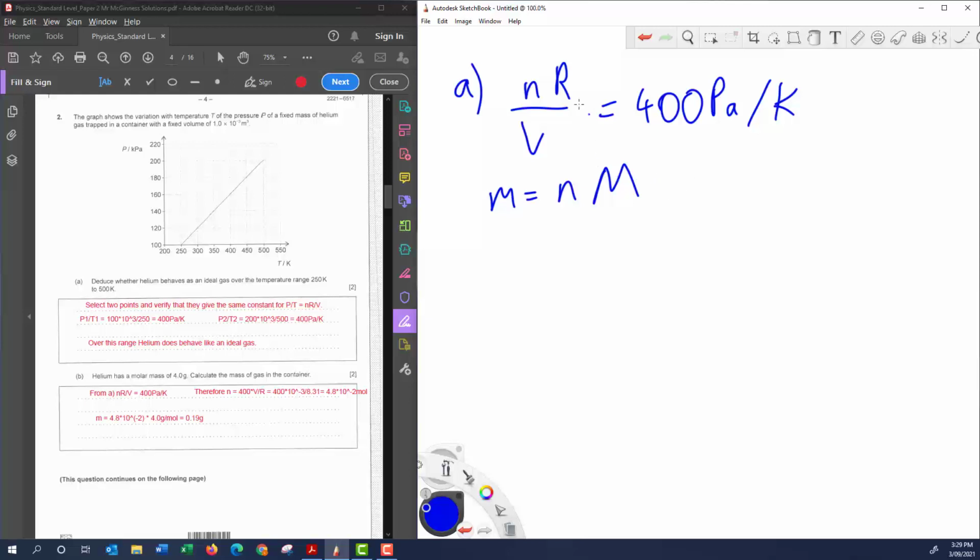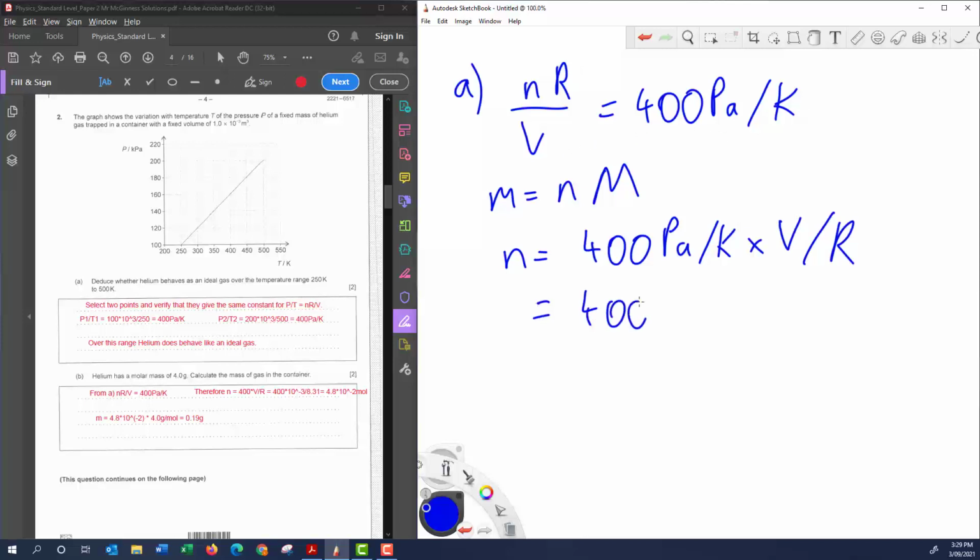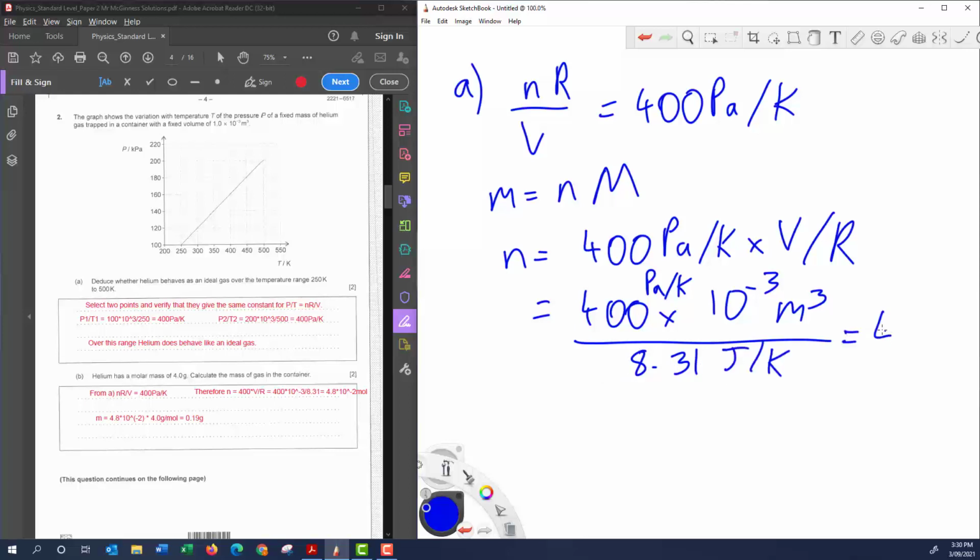So let's do a little bit of work here. Let's figure out what our n is. So little n is going to be equal to our 400 constant, pascals per Kelvin, multiplied by the V and divided by the R, because I'm dividing the R down here and multiplying the V up there. So that becomes 400 multiplied by the volume of the container, which is 10 to the power of minus 3 meters cubed, since I'm doing everything in SI. And we're going to divide by the gas constant, which is 8.31. That means our final answer here is going to be 4.8 times 10 to the minus 2.